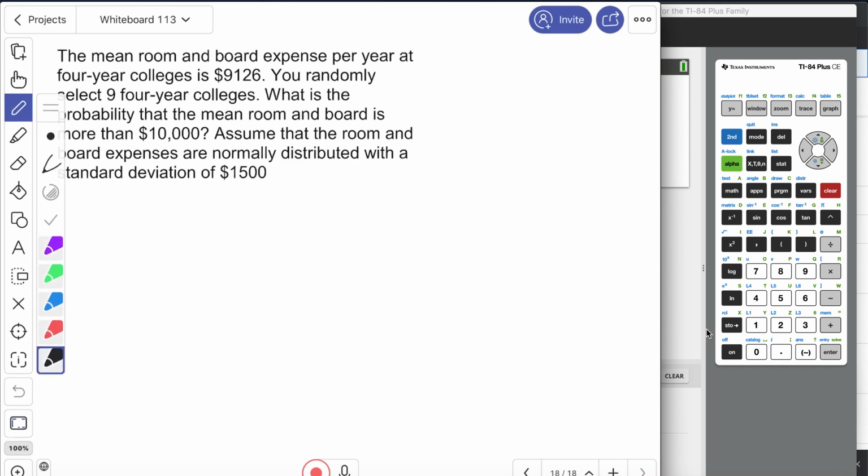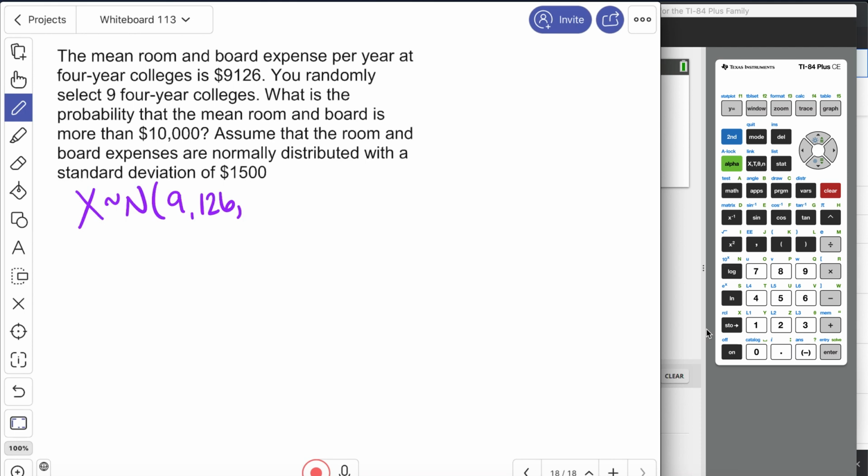So in this example, here's how it works. We're given a mean and a standard deviation again. We know that x follows a normal distribution with a mean of $9,126 and a standard deviation of $1,500. So the question asks, though, we have a sample size.